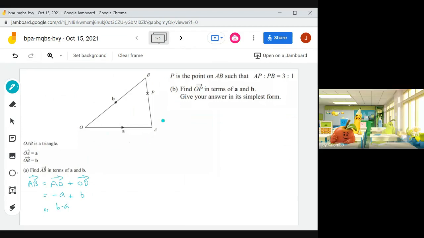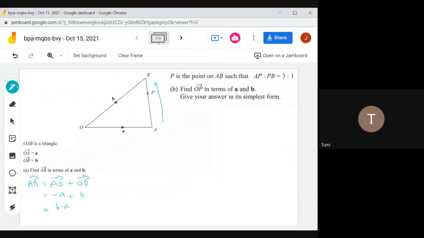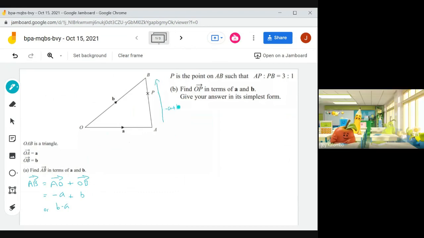Okay. So now we need to get from A to B. That's going to be minus A plus B. They've told us that P is the point on AB such that AP to PB is in the ratio 3:1. So if it's in the ratio 3:1, how many parts do you have in total? 4. Right, there are 4 parts, which means that we're splitting this into quarters. So A to P is going to be 3/4 of AB. Does that make sense? It's only 3/4 of the way.